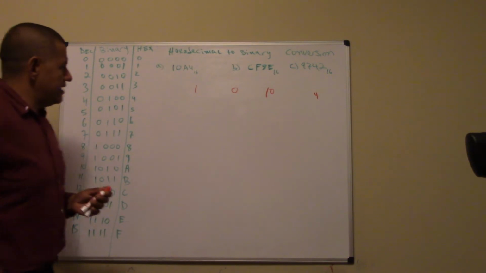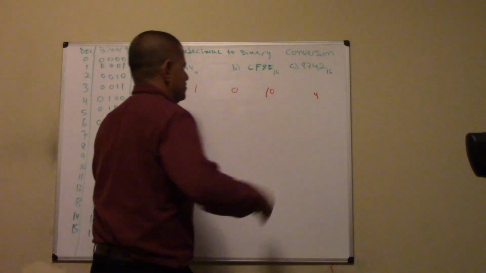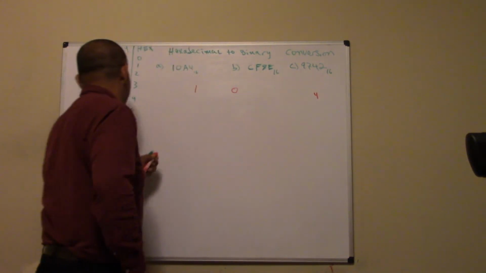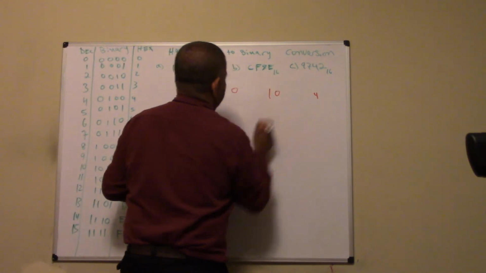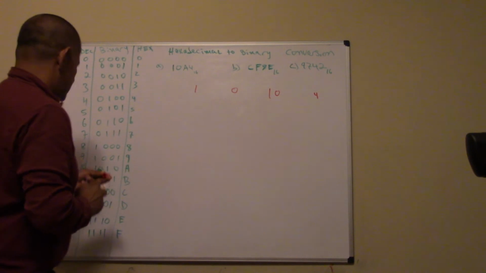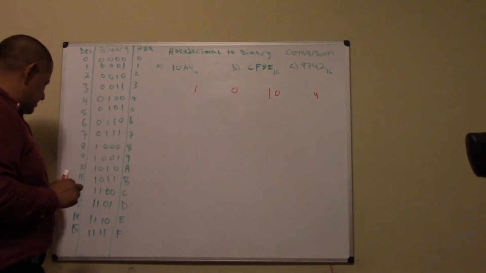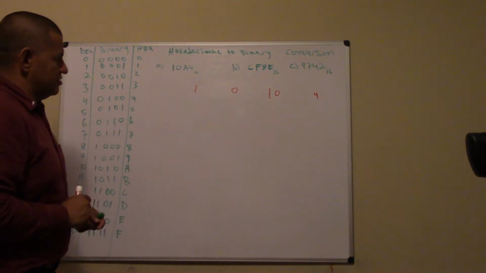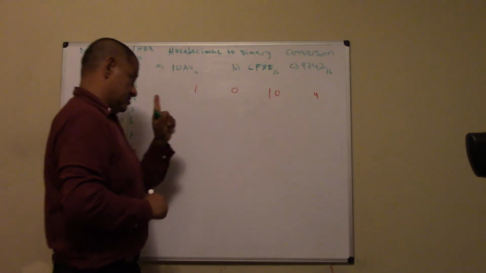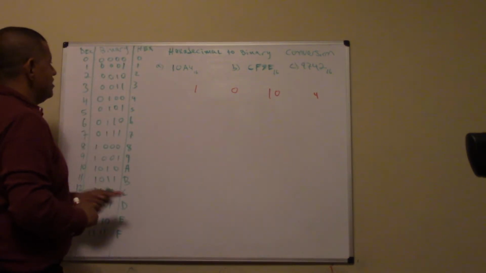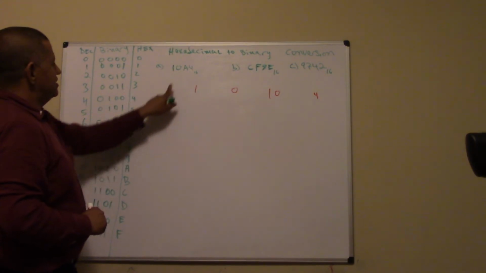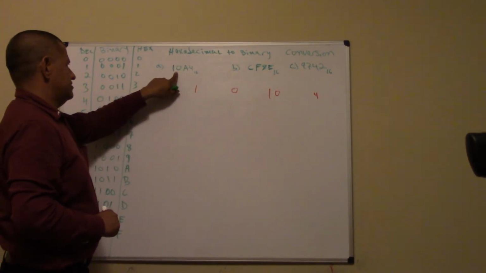Okay? Because it's easy to get confused. It's very easy to get confused between decimal and hexadecimal, because they look the same. If you look here, this looks like 10, but it's not 10, right?